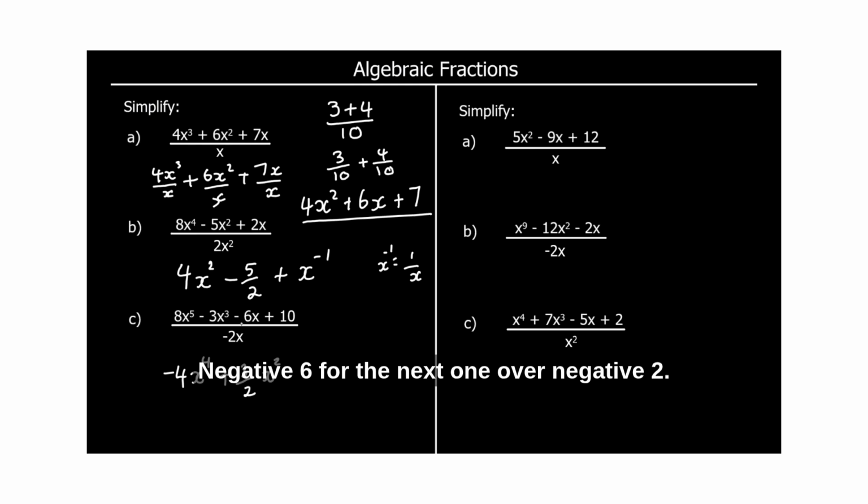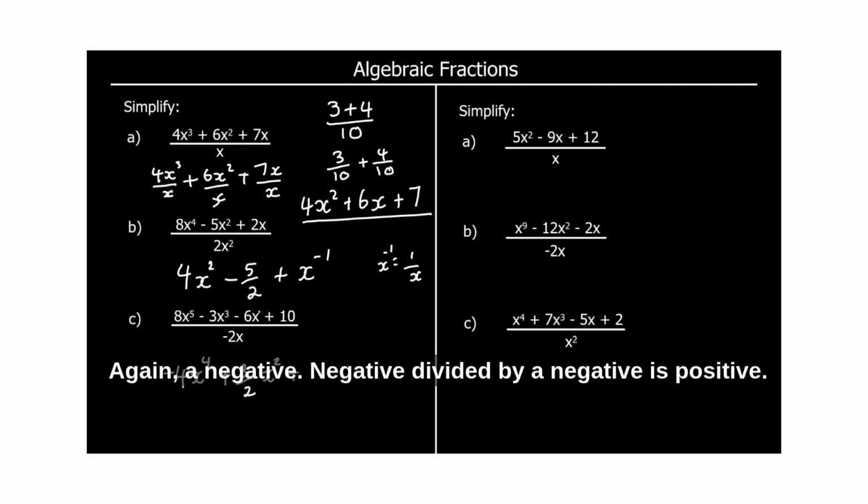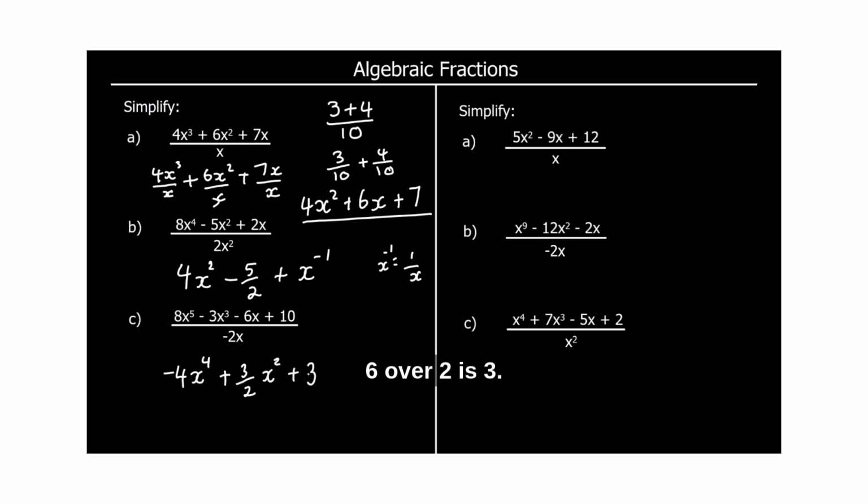Negative 6 for the next one over negative 2. Again, a negative divided by a negative is positive. 6 over 2 is 3. And x cancel out. 10 over negative 2. Positive divided by negative is negative. 10 over 2 is 5. And it's either 5x to the power of negative 1 or 5 over x. Either one, they mean the same thing. Some for you to try. Pause the video and give them a go.